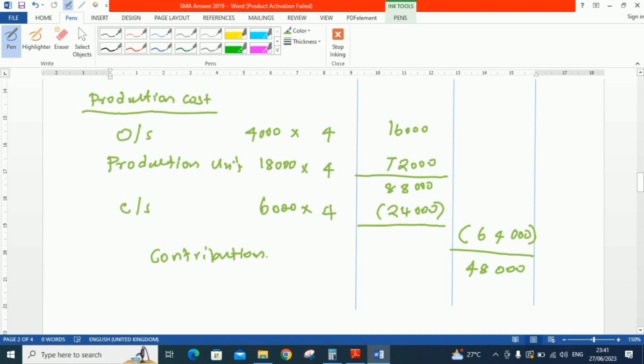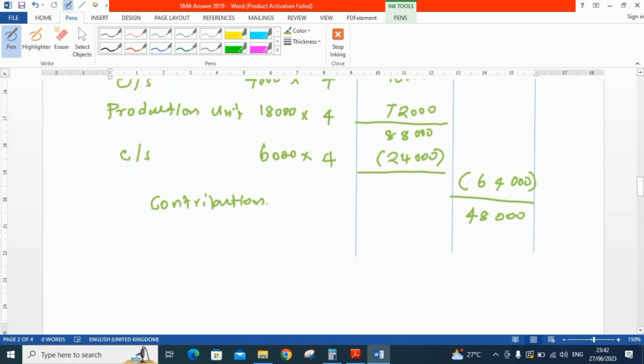Why are we calling this amount 48,000 a contribution? Because contribution is sales minus variable cost. We consider the opening stock, production unit and closing stock based on the marginal costing method, so we consider only the variable cost. Sales minus variable cost is called contribution. So don't be confused about this amount, 48,000, being a contribution.